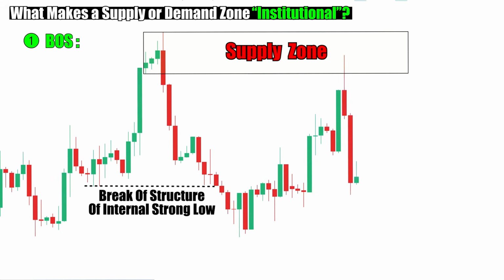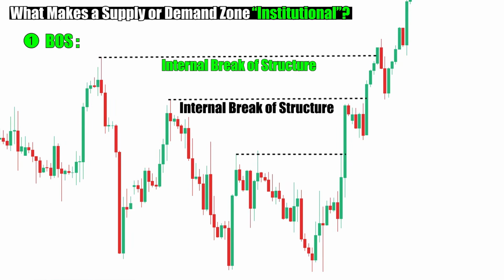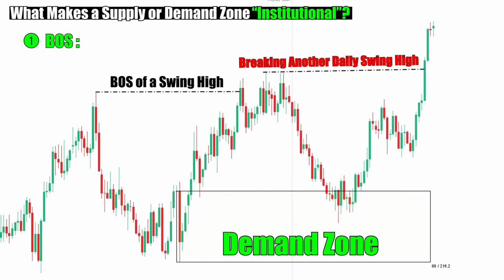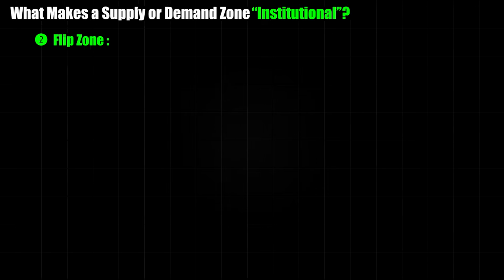Swing structure breaks are more important than internal breaks. Internal breaks are more significant than minor fractal ones. So, if a demand zone caused a break of a daily swing high, that's a major signal. When price returns to that zone, there's a high chance that the demand there can push price to break another swing high.